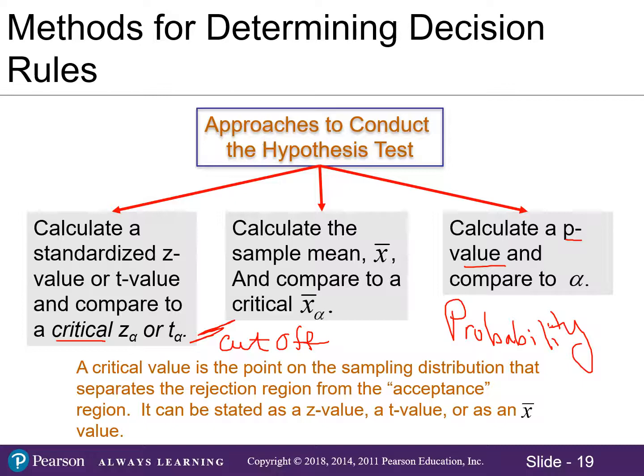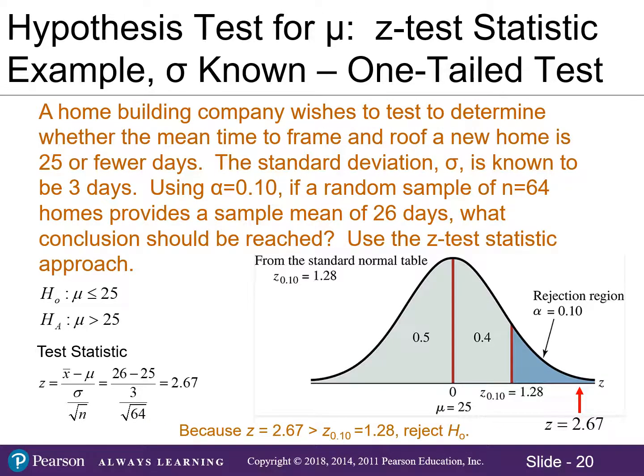Let's take a look at the steps behind this. We have a home building company that wishes to test whether the mean time to frame a roof in a new home is 25 days or fewer, and the standard deviation is known to be 3 days. The fact that we know the population standard deviation tells me that I'm going to be using a Z, not a T, because if you know the population standard deviation, you don't have to use T. So I'm going to use a cutoff of 10%. Again, this is a little unusual, but we're still going to use it every once in a while.